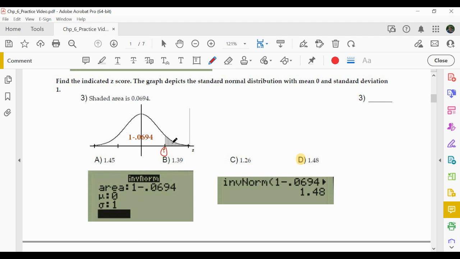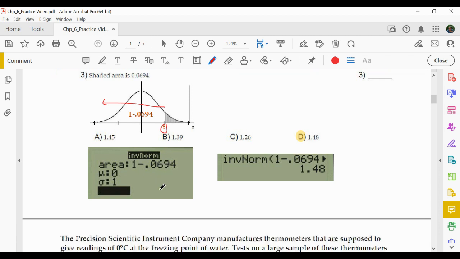The fact that this shaded region is 0.0694, that's great. It allows me to take the whole number 1 and subtract 0.0694. The area from here to the left is 1 minus 0.0694, which is, well, instead of me doing the subtraction and maybe making a mistake, I just told the calculator inverse norm. Second function VARS down to inverse norm. I told the calculator, you do the work. You take 1, subtract 0.0694. This is the area in white, which is associated with the z-score that I don't know. And it returned 1.48.